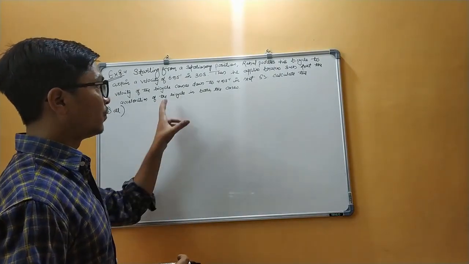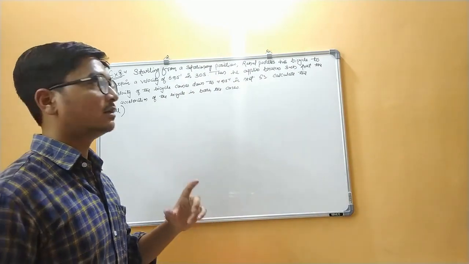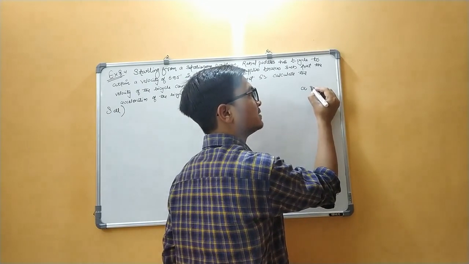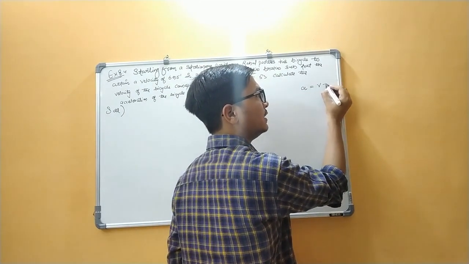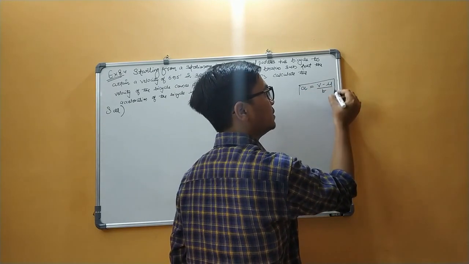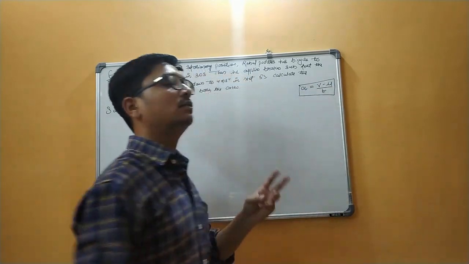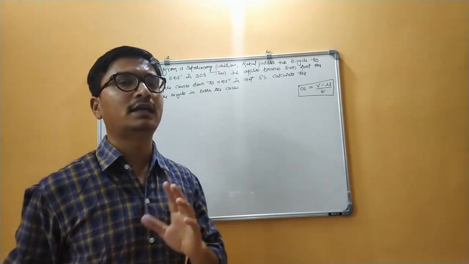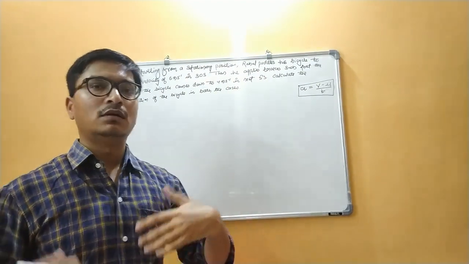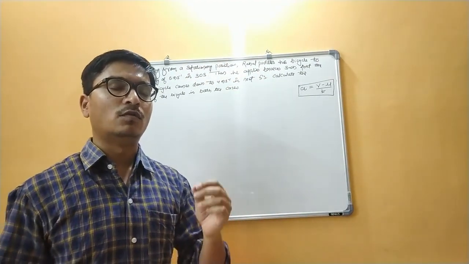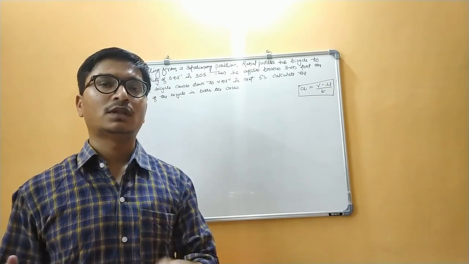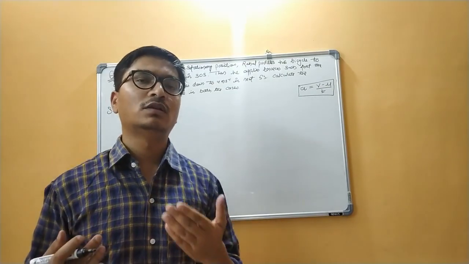From the starting position, what is our formula for acceleration? The formula for acceleration is final velocity minus initial velocity upon time taken. So I need three things: final velocity, initial velocity, and the time taken. He started from rest. When an object starts from rest, its initial velocity should be 0. In most cases, the initial velocity is 0.